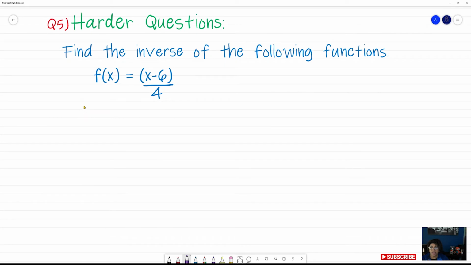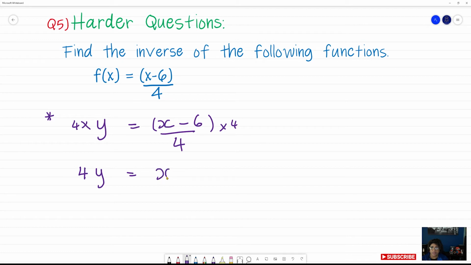Now moving on to a slightly harder question. First step then is to remove the f of x. We're now going to write this as y equals x minus 6 over 4. We want to make x the subject. That's the next step. So what we need to do is multiply here by 4 and 4 here. So we have 4y is equal to x minus 6, because this and this will cancel. We want to make x a subject, so x is going to be equal to 4y plus 6.